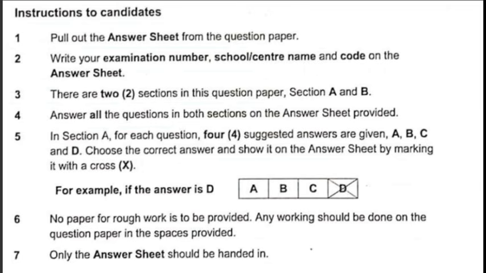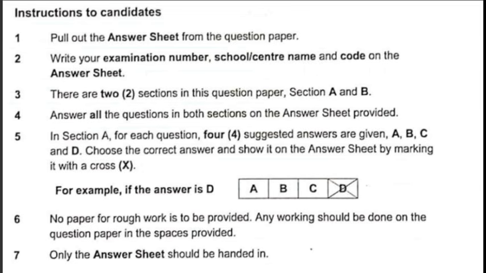Number 6, no paper for lab work is to be provided. They won't give you a paper for your lab work. They will just give you the answer sheet and the question paper. Any working should be done on the question paper in the space provided. So as you are working, in your question paper, there will be some spaces. That's where you can do your working. Only the answer sheet should be handed in. Please do not submit the question paper.